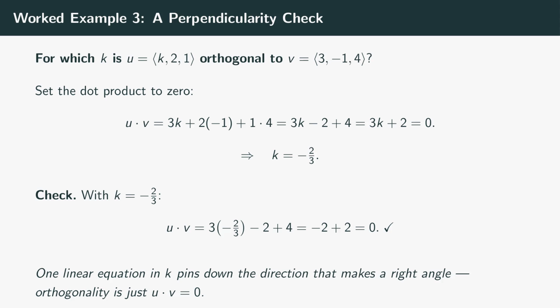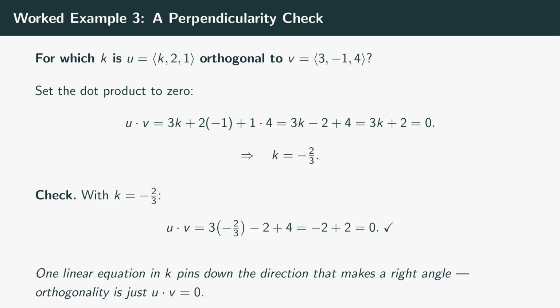Third example shows how powerful the orthogonality test is as a tool. Question: for what value of k is the vector u equals (k, 2, 1) perpendicular to the vector v equals (3, -1, 4)? Perpendicular means the dot product is 0, so we just set it to 0 and solve. The dot product is 3 times k plus 2 times negative 1 plus 1 times 4. That's 3k minus 2 plus 4, which simplifies to 3k plus 2. Set that equal to 0, 3k plus 2 equals 0, so k equals negative 2/3.